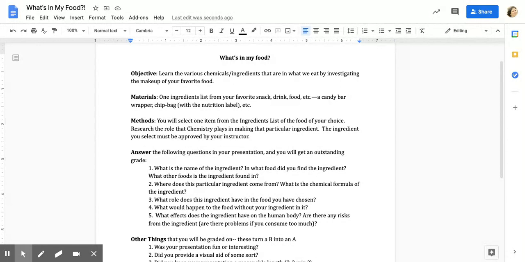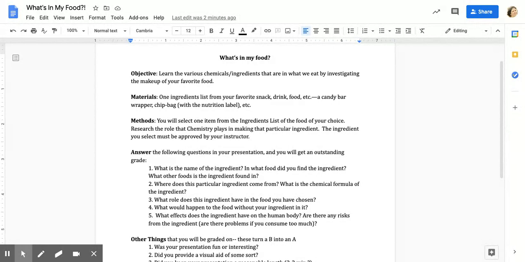Many of you might look at Pop-Tarts or a granola bar or a bag of chips, whatever, something with a wrapper and a nutrition label. So go to your wrapper and look on the nutrition label where it says ingredients. You're going to read through those ingredients and find something that perhaps you have no idea what it is. You might not even be able to fully pronounce it at this point. Those are the types of things that we're looking for in finding out what is in our food.